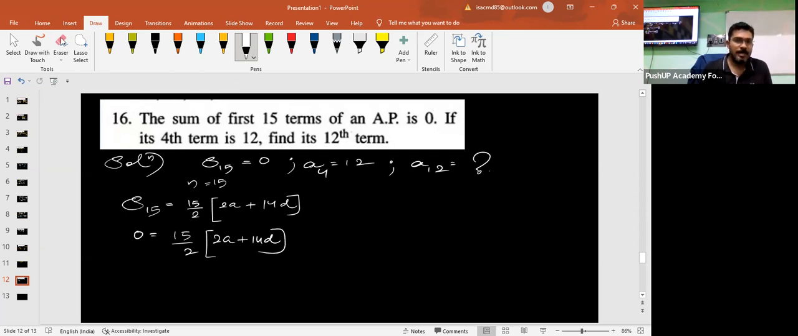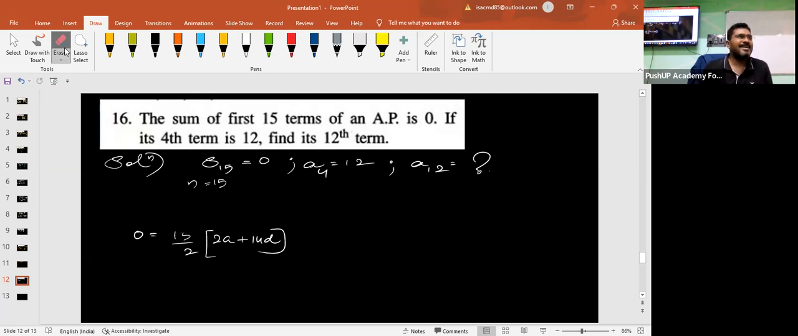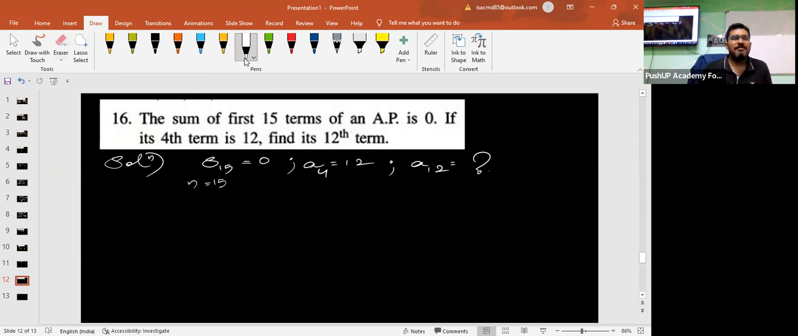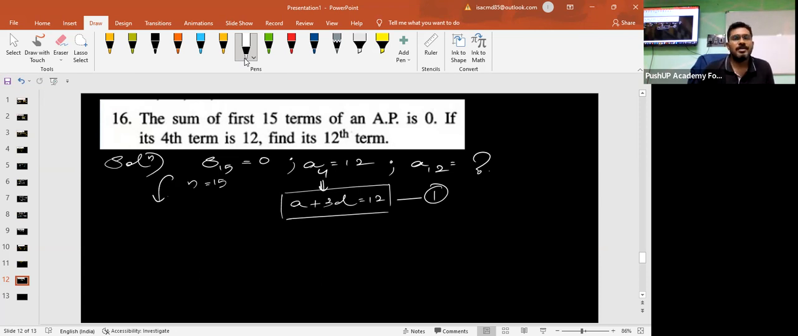Children, let's start from the beginning. They have given you the sum of the 15 terms is equal to what? 0. Here A4 is equal to 12. Can I write A4 as A plus 3D? That means A plus 3D is equal to 12, taking it as equation number 1. This makes sense. So you got one linear equation. Similarly, can I create the second linear equation from here?